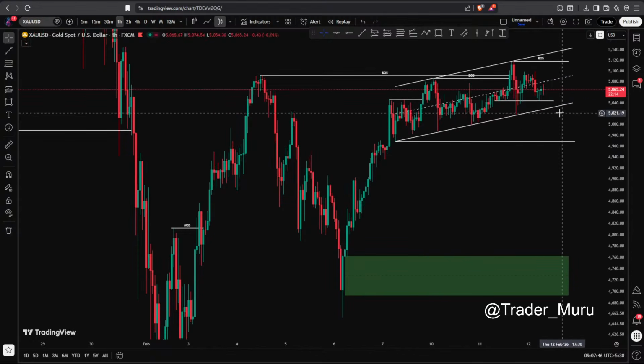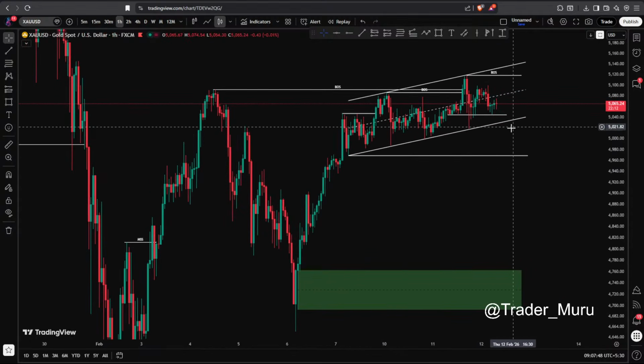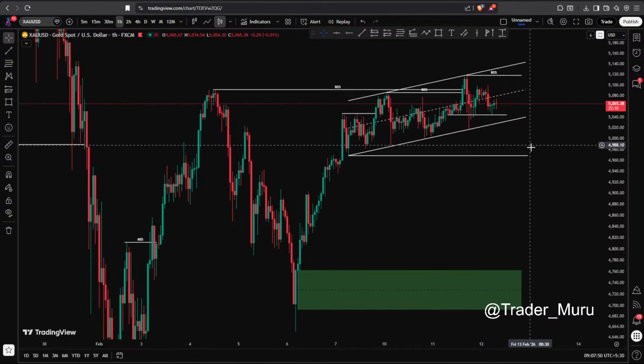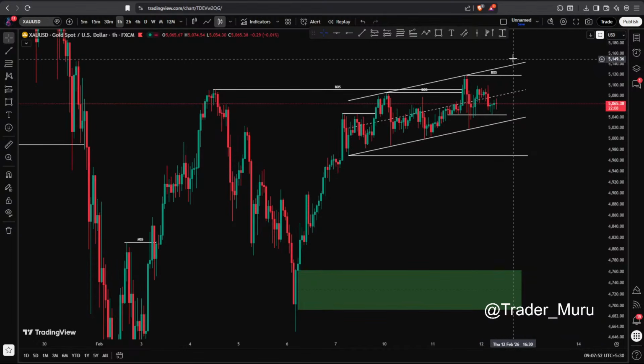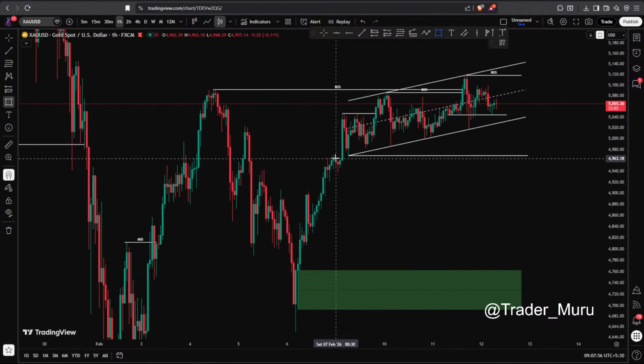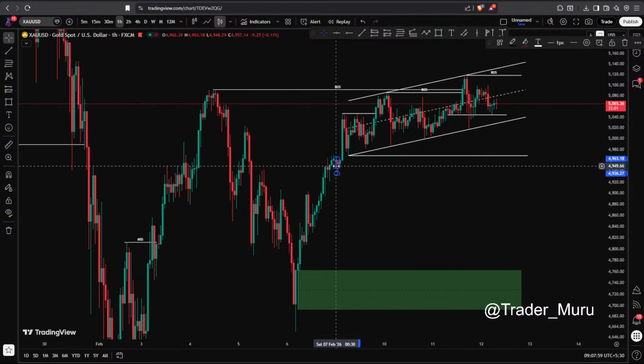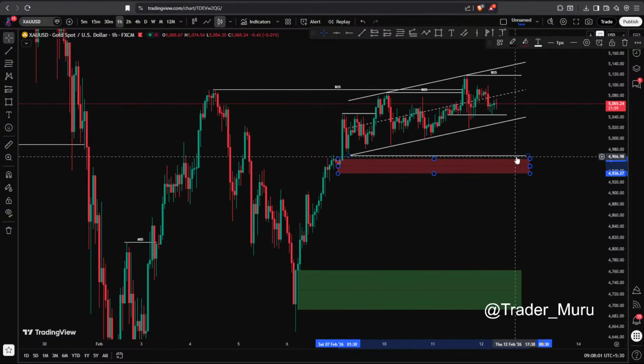This is called trend line liquidity. Price is holding this trend line liquidity. Most of the time price just sweeps it and continues its trend. So I'm expecting if I get this area swept here and test near this zone, I will be watching for a buy.